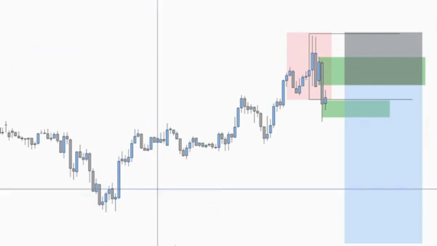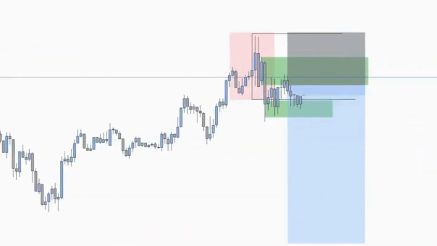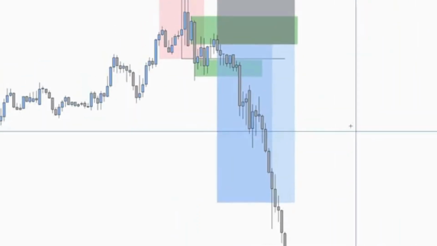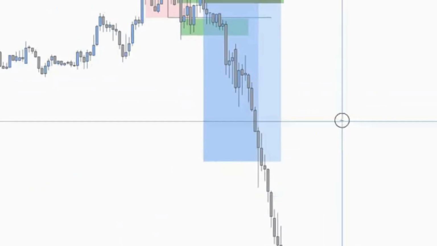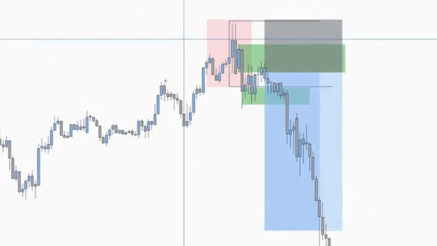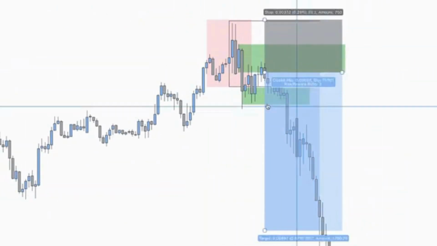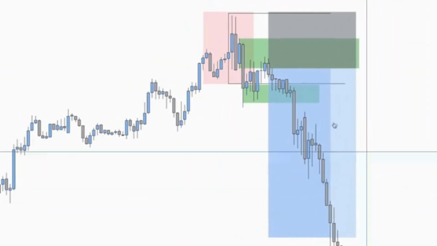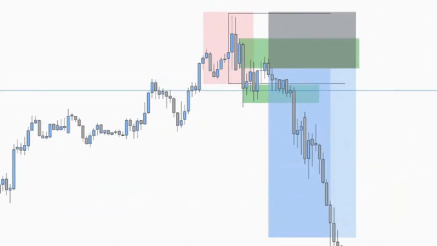Now, if we allow this market to run forward, you see, we get a tap into that area of supply, and the market reverses completely, actually pushing down considerably more. Now, this allowed us to catch the start of a reversal trade, okay? But as I did say, it can also be used in continuation. So let's go and take a look at an example of that just now.